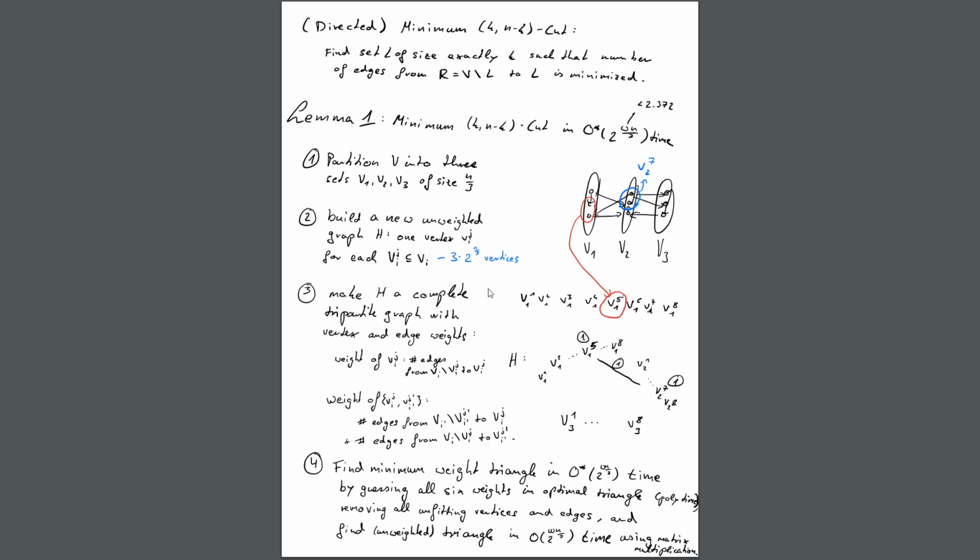And now we make H into a complete tripartite graph with weights. And the weights are as follows. For every vertex, the vertex weight corresponds to the number of arcs from vertices in one of the 3 parts, the part we are currently considering, starting not in the subset represented by this vertex and ending in this subset. So here we have one edge going from the outside to the inside, and here also we have one edge starting in the outside going in the inside. Edges from the inside to the outside are not counted.